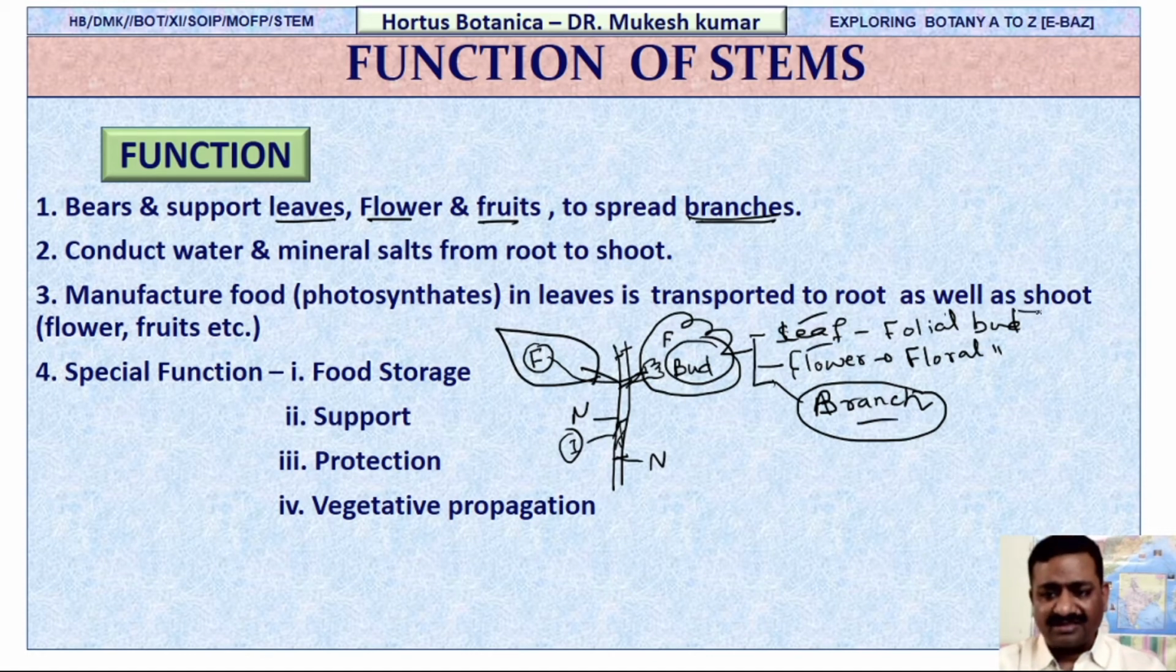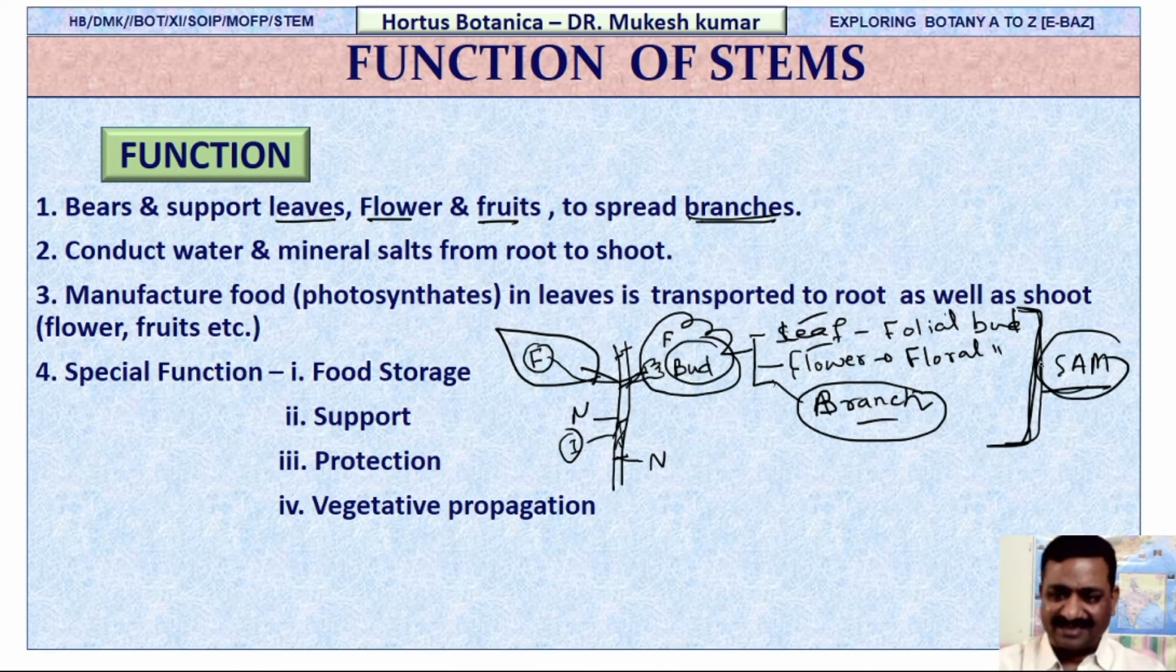So all these things are very well regulated by the important structure of the plant, that is called SAM, shoot apex meristem. So it is the engineer or God or mother cell that decides what is the requirement of the plant, isn't it?